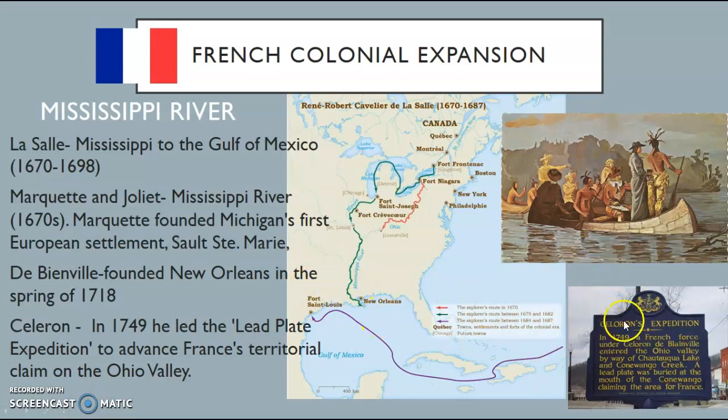And this is a sign of a guy named Celeron. Celeron led what they call the Lead Plate Expedition, which was to advance the French territory in the Ohio Valley, which is sort of up on the map here. Where's my mouse? I lost it. There it is. It's right up in this area. And he would go around and put these lead plates out to show that the French were coming to dominate. So the French were mostly centered around the Mississippi River.